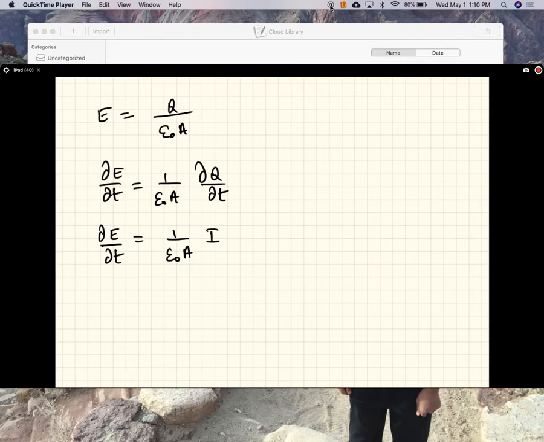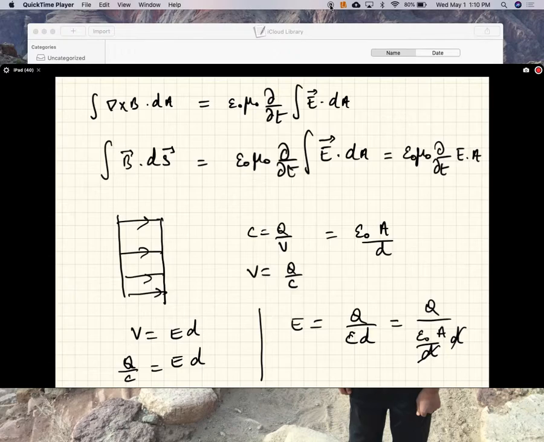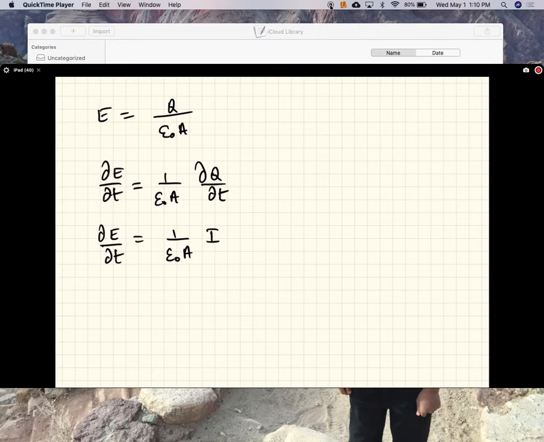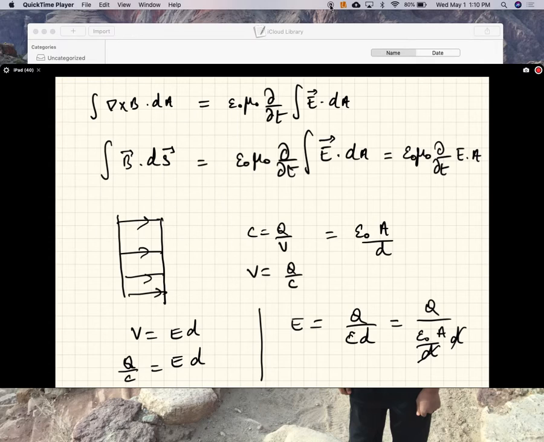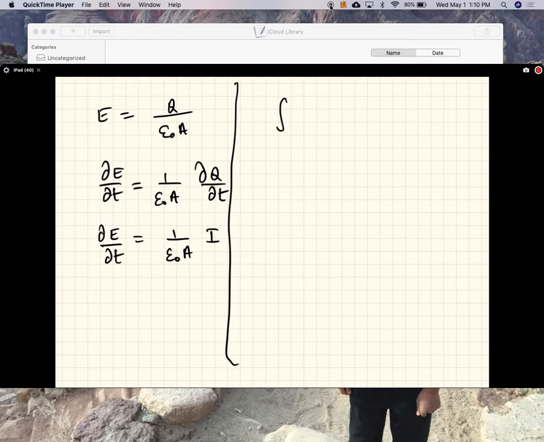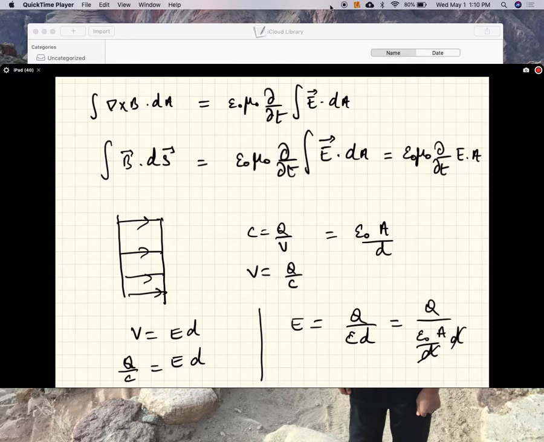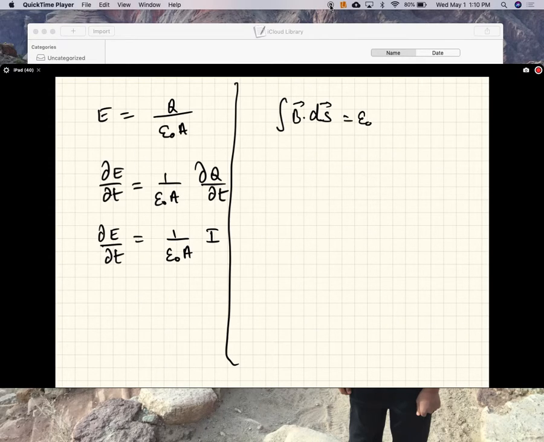Okay. And so now we're going to take all of this and write it over here. This has become a little messy. B dot ds, this is the line integral. That's the left-hand side, is equal to epsilon naught mu naught del E by del T. Del E by del T is I over epsilon naught A, times A, the area, and the area of the plate cancels.